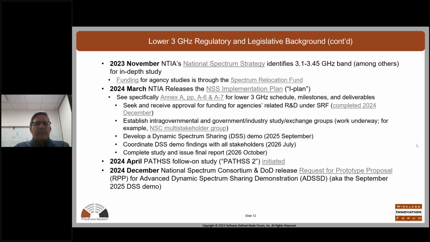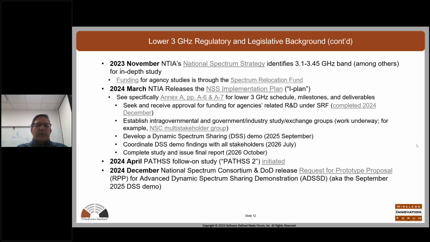In April 2024, just if you're not following along closely enough, PAS was rebooted, commonly referred to, or at least referred to by me, as PAS 2. And that essentially was the starting point to look at those 9 conditions under which the band could be shared. Let's take a closer look and let's see if we can make it work.